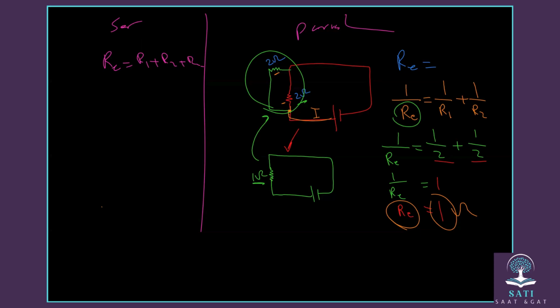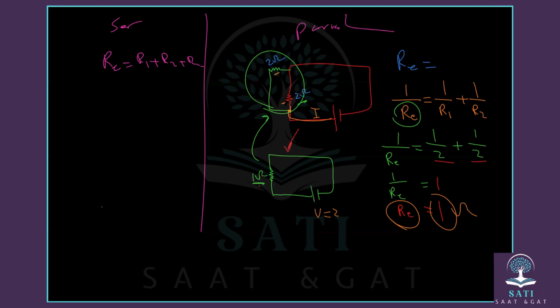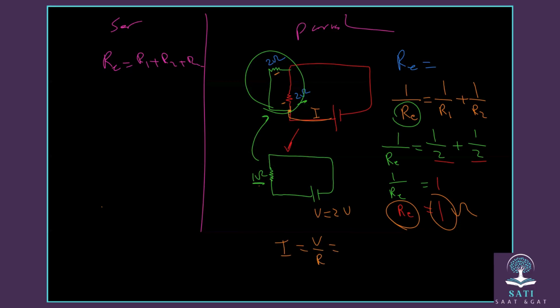So we understand now the equivalent resistance. If we have the voltage here, 2 volt, you can find the current as V over R. It's going to be 2 over 1, that is 2 ampere. We understand now how to find the equivalent resistance and how to find the current or the voltage that passes through it.